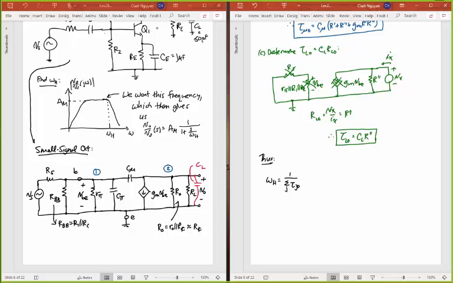So basically, the cutoff frequency will be 1 over the sum of all those time constants. And so when I write that out, that's going to be 1 over a bunch of things, including C pi R prime plus C mu.